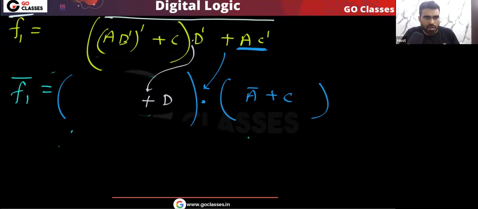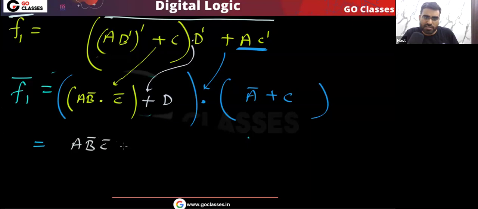Now again, what you have inside here is something. Let's do the complement of this one. If you do the complement of this, what will happen? The complement of this will be a b bar. This or will become and, and this c will become c bar. So finally, you are getting a b bar c bar or d, and a bar or c.